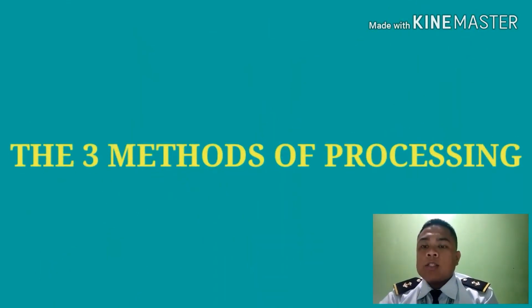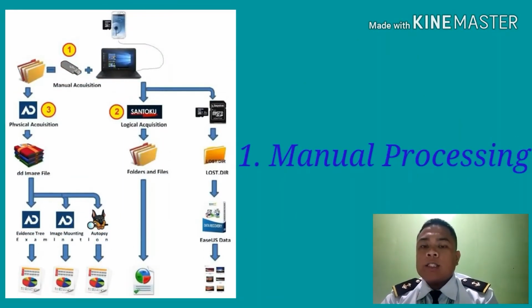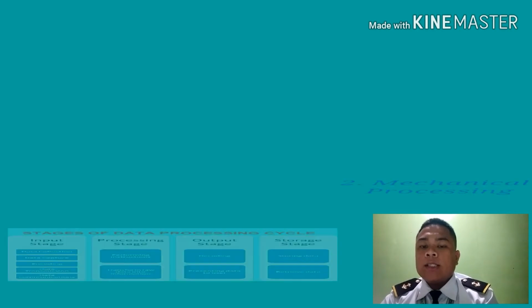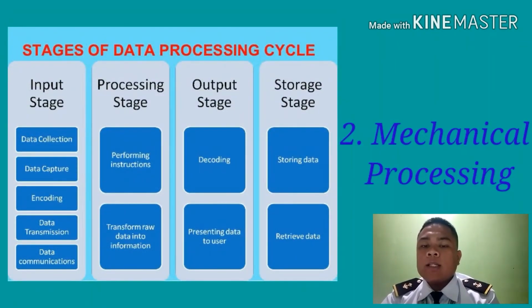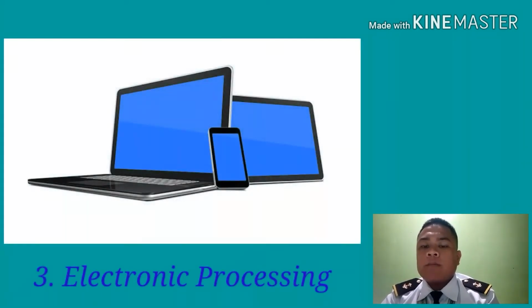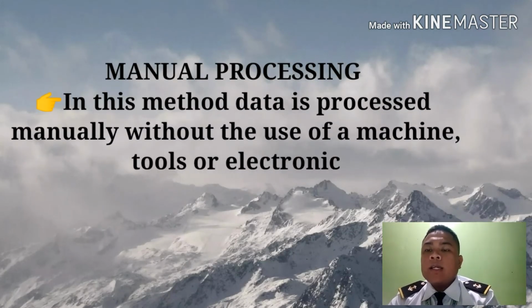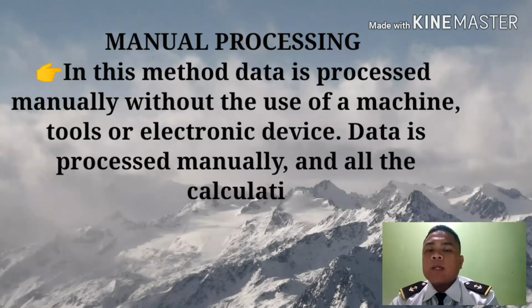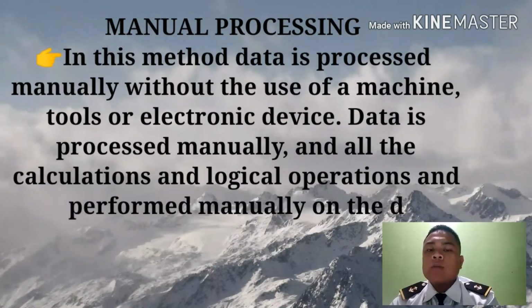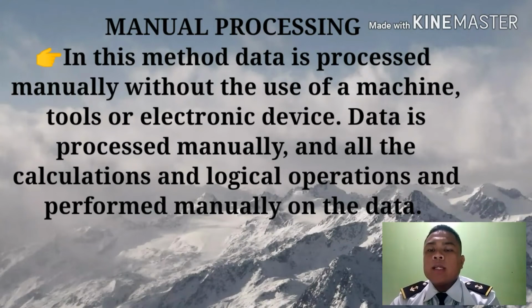The three methods of processing. First is manual processing, second is mechanical processing, and the third is electronic processing. Number 1, manual processing. In this method, data is processed manually without the use of any device, and all the calculations and logical operations are performed manually on data.